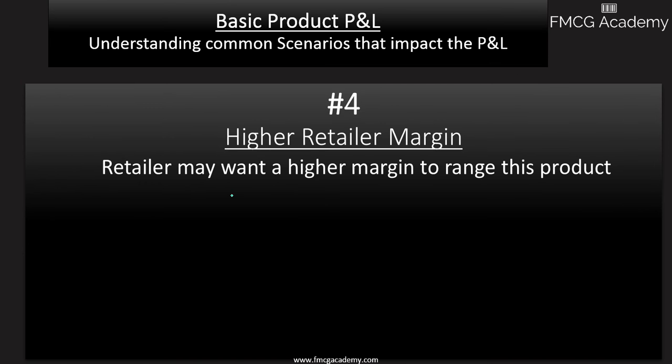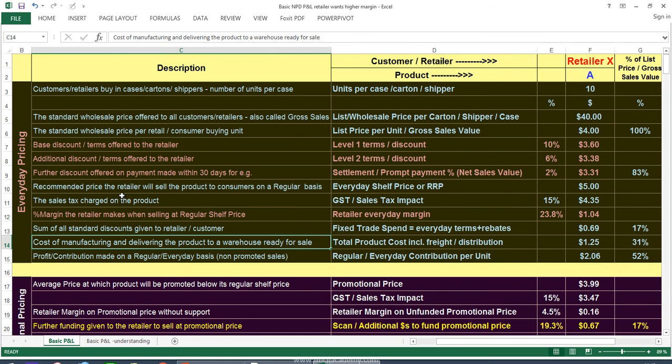So today we're going to jump onto the fourth common scenario, and this is a very common one actually. The retailer may want a higher margin. Retailers do demand higher margins when you're trying to submit a new product in for ranging onto their shelves. I'd also insist that you've already seen the basic FMCG product P&L, the detailed video, so you understand how the calculations etc. have been done. In terms of how do we do this?